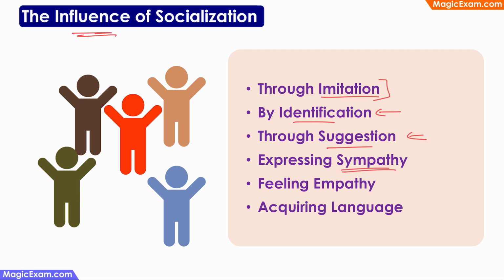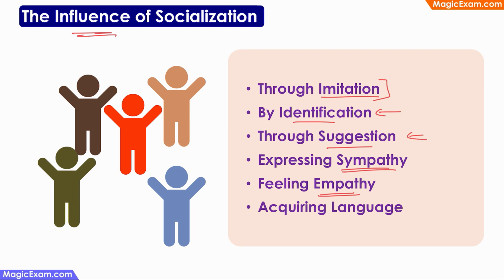For example, if the child is interacting with other children who are from an economically weaker background and they don't have access to the same kind of facilities or the same kind of pocket money that this child has, the child might behave in a sympathetic manner, where the child might learn how to share things with others, and the child might feel empathy towards somebody who's going through a difficult situation, and that might change this child's behavior.